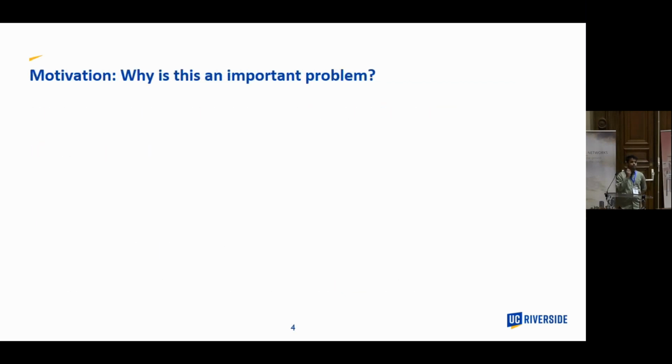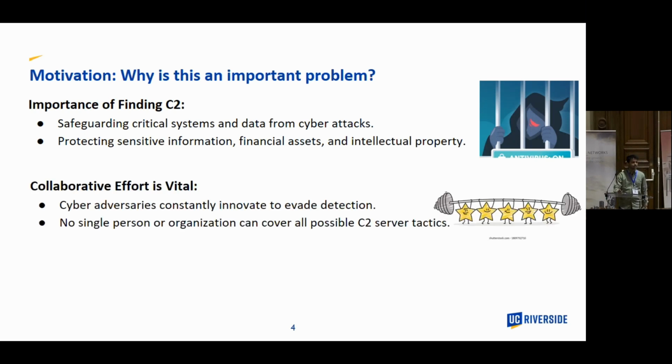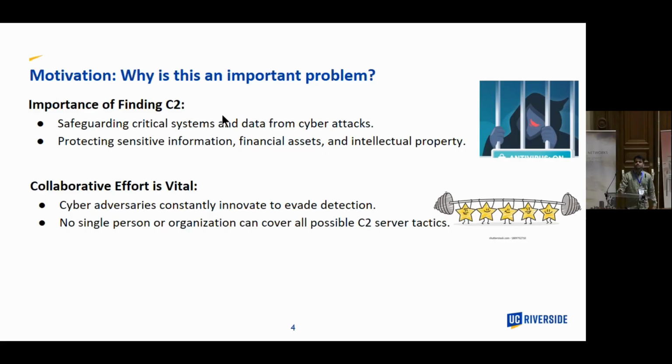So why is this an important problem? First, finding a C2 server or reporting a C2 server can help us safeguard critical systems and data from cyber attacks. And cyber adversaries are constantly innovating their evading techniques, and no single person or organization can cover all possible C2 evasion tactics. And the community knows it, and they collaborate with each other. They share information like malware binaries and C2 server information on social media platforms, and we leverage that opportunity in this work.